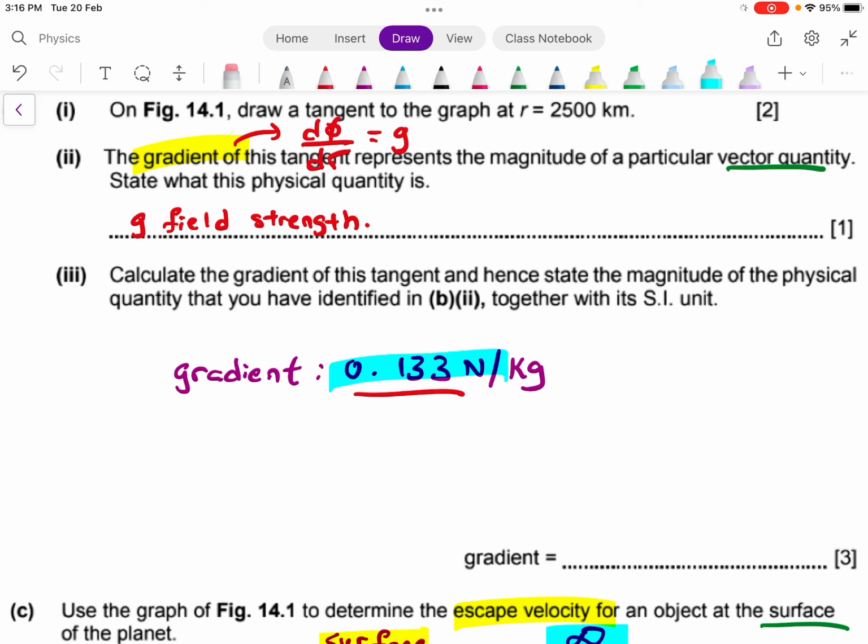Very simple. Your gradient should be roughly 0.133. But of course you will not get exactly 0.133 because the tangent that we draw is different. As long as you are able to get roughly from maybe 0.125 to maybe 0.140, I think that will be acceptable.